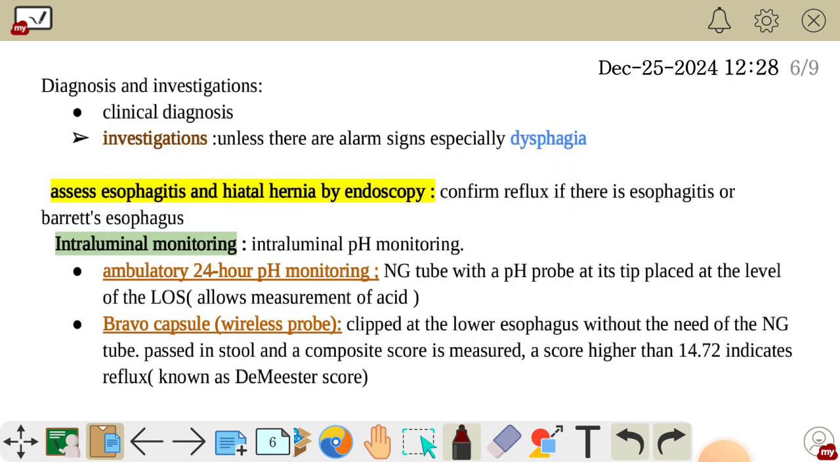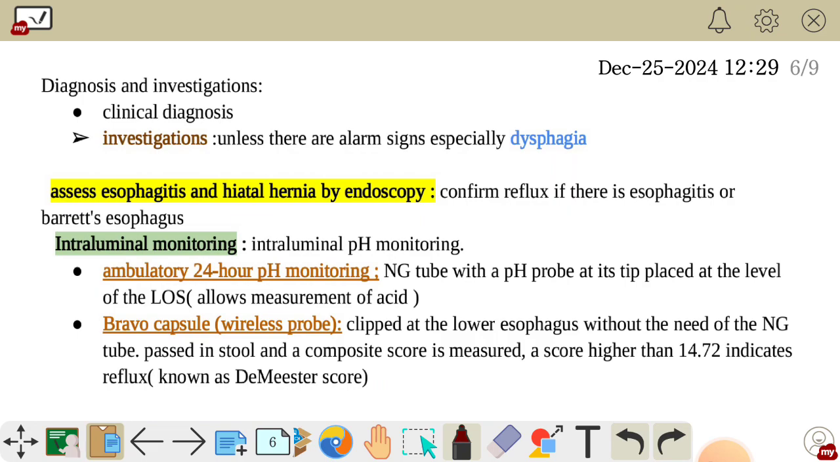Okay. Then apart from that, we can also do another investigation under intraluminal monitoring, which is called the Bravo capsule. The Bravo capsule is a wireless probe. The pH probe in the previous method is connected to the NG tube, but this one is wireless. It is clipped at the lower esophagus without the need of the NG tube. Then after some time, it will be passed in the stool, and a composite score is measured.